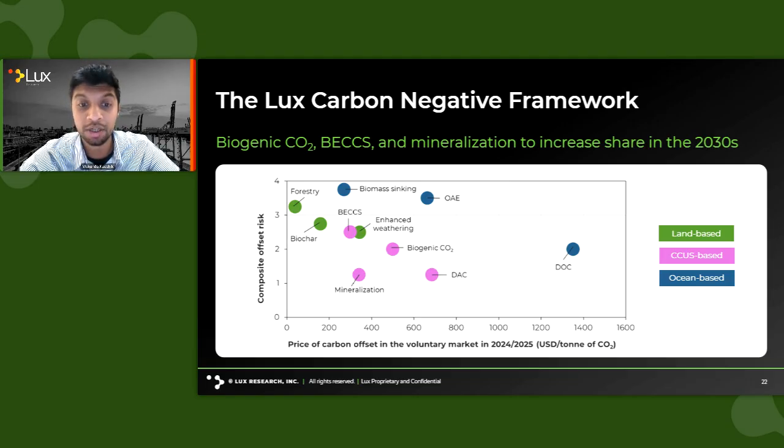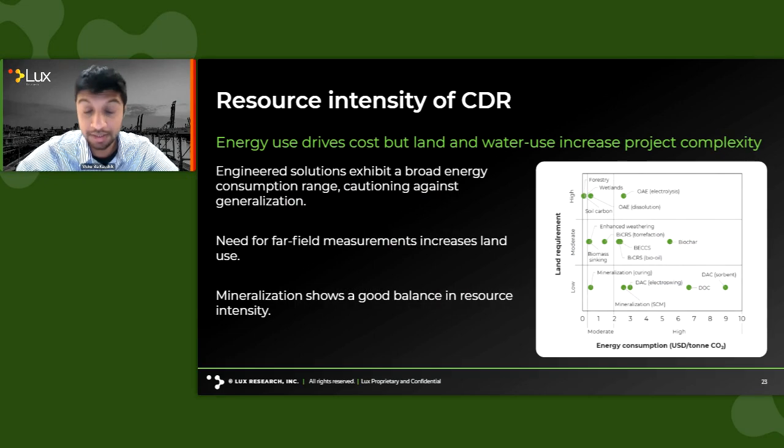And it's important not to only look at the attractive price tag in decision making. It's also important to consider the resource intensity of CDR, right? So energy consumption and capex, of course, dictates the cost, but resource intensity also includes land and water use, which can really increase the complexity in adoption, right?